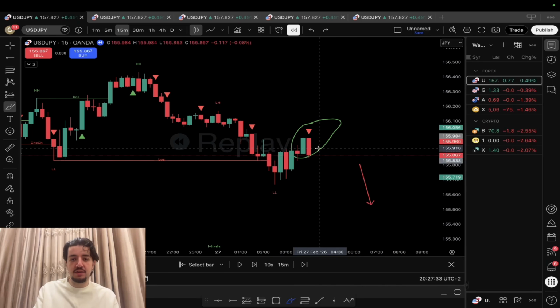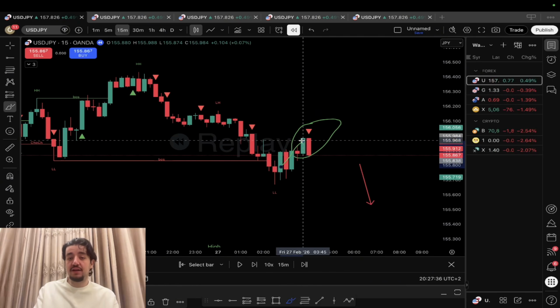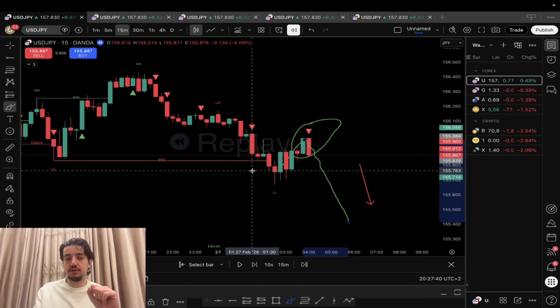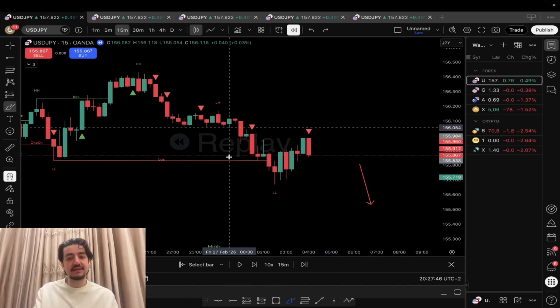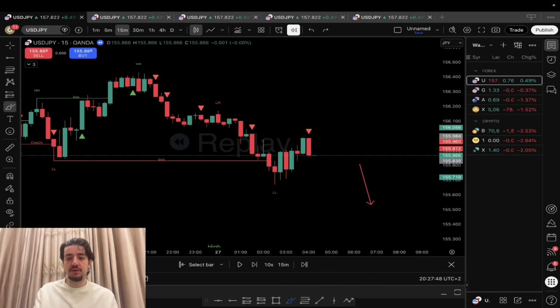You see what I mean? So we just created the lower high, which is a potential lower high. But once we close below the most recent lower low, that's when I would say, okay, now it's a confirmed lower high. So until then, it's not a lower high. Let's see, what about now?